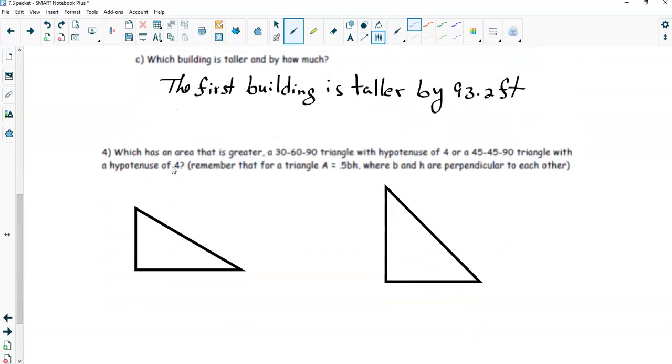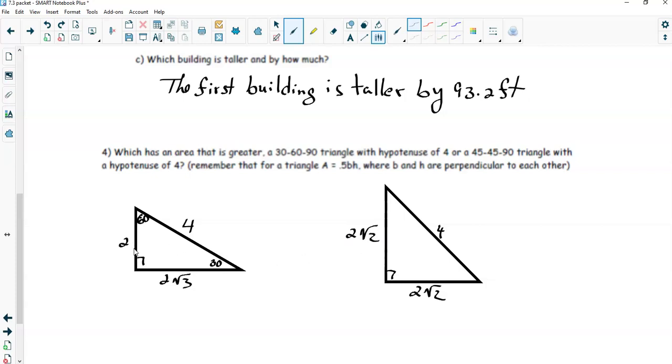Pretty neat. Which has an area that is greater, a 30, 60, 90 triangle with a hypotenuse of 4, or a triangle with a hypotenuse of 4 that is a 45, 45, 90? So let's say this is a 30, 60, 90. This is 4, this is 2, and this is 2 square root of 3. And for the 45, 45, 90, this is 4, and this is 2 square root of 2.